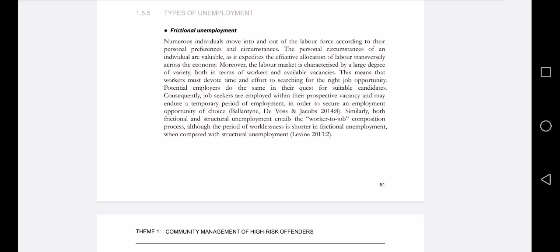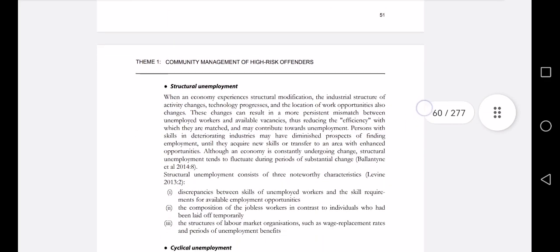Similarly, both frictional and structural unemployment entail the work-to-job matching process, although the period of worklessness is shorter in frictional unemployment when compared with structural unemployment. Living 2013, page 2.